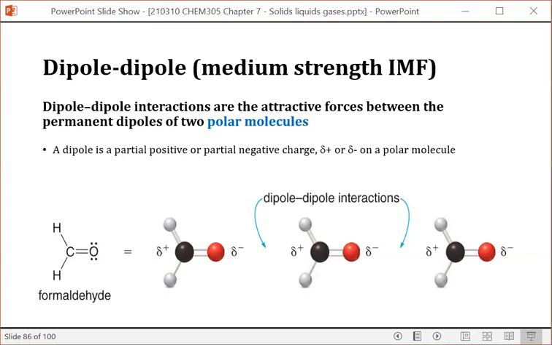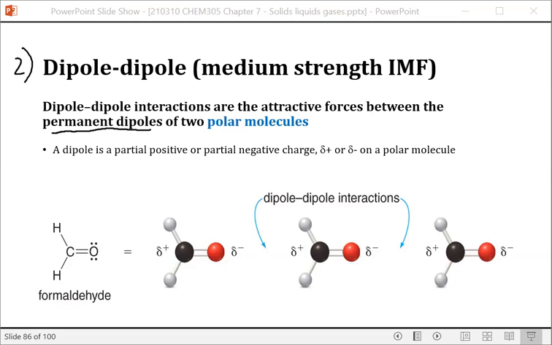Okay, our next intermolecular force is called dipole-dipole interaction. Number 2. It's our medium or moderate strength IMF. So dipole-dipole interactions are the attractive forces between the permanent dipoles of 2 polar molecules. And so when we say permanent dipole, what we mean is that the dipole is built into the structure of the molecule. With London dispersion forces, it was a temporary dipole caused by the random movement of electrons temporarily shifting from one side of the molecule to the other. In dipole-dipole interactions, each molecule has its own dipole that it always has due to its structure.